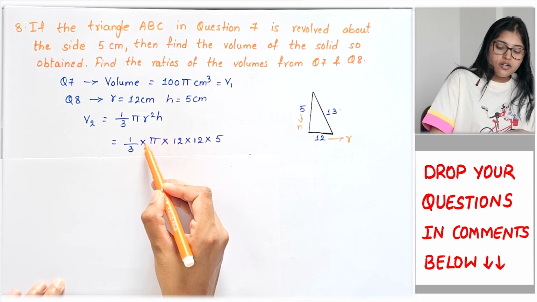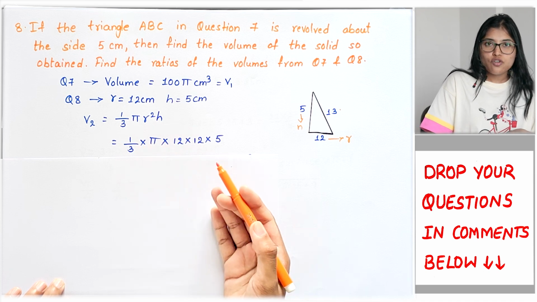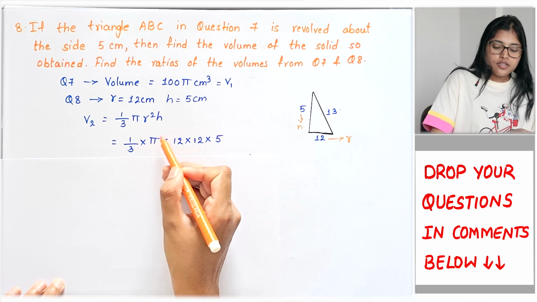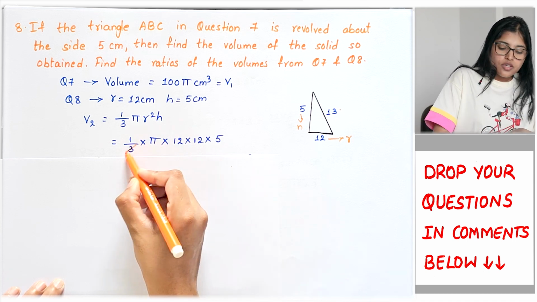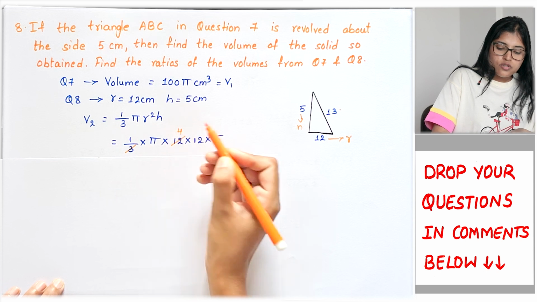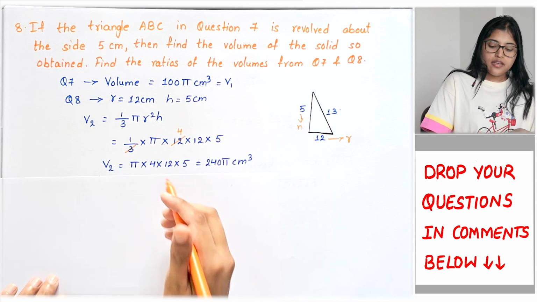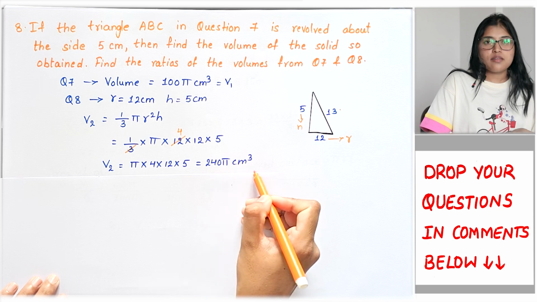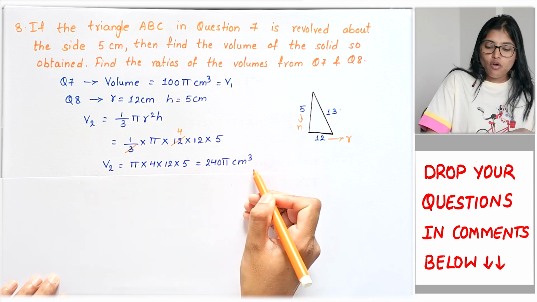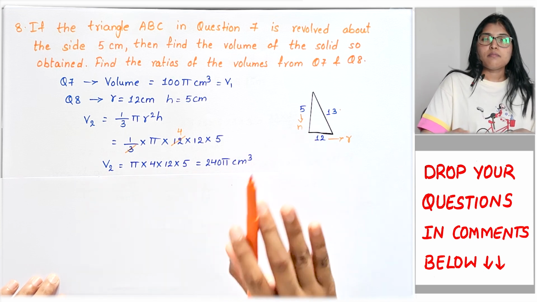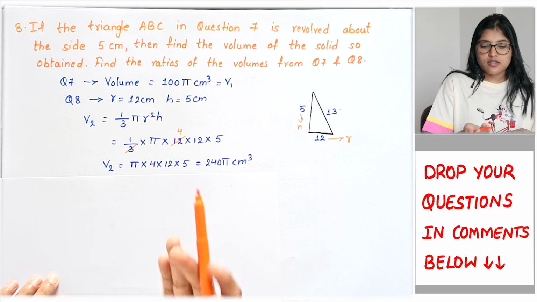Here I have not taken the value of pi as 22 by 7 because when I am doing the ratio, it is easy to cancel. So here 3 ones are 3, 3 fours are 12. I am left with 4 into 12 into 5 into pi, which is 240 pi centimeter cube. This is the new volume if the cone were obtained by revolving about the 5 centimeter side.